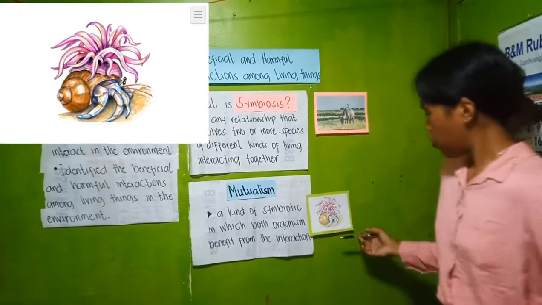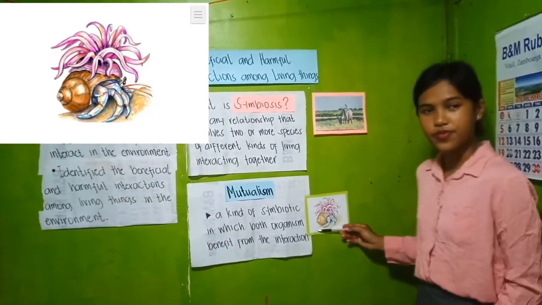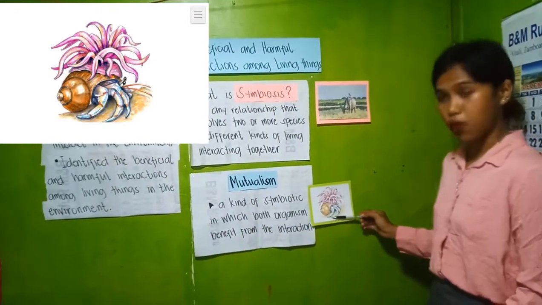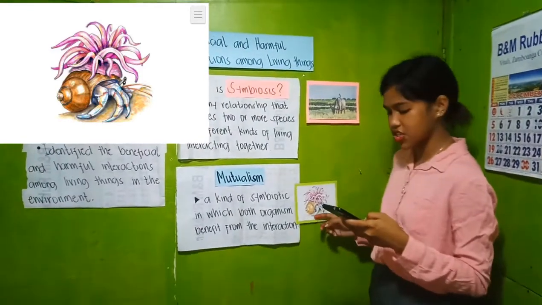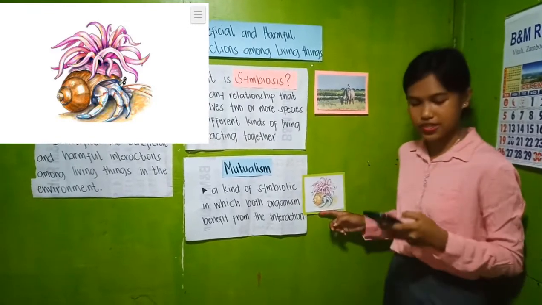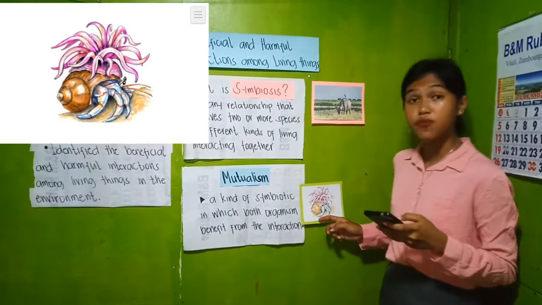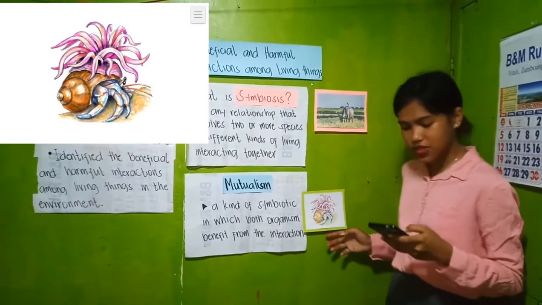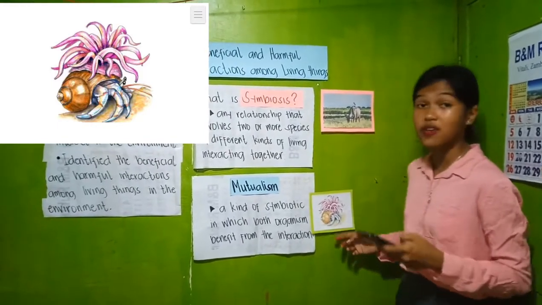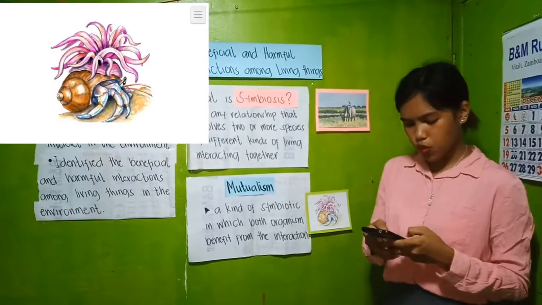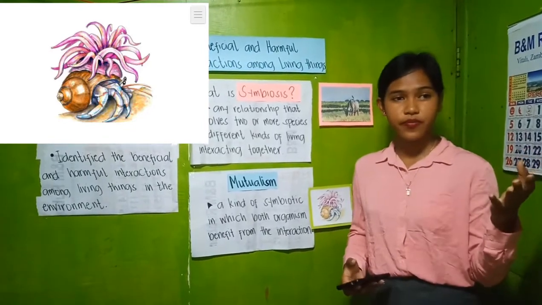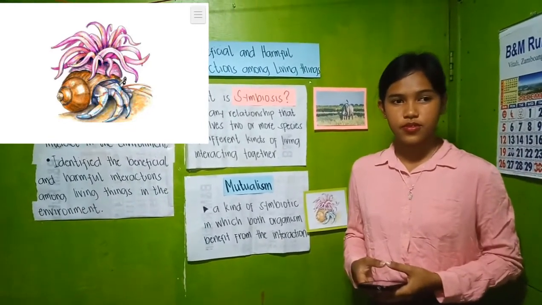What do you call this one, class? Anyone? This is a sea anemone. A sea anemone living in the shell of a hermit crab helps to protect it from predators. The sea anemone cannot move from place to place on its own. When the hermit crab moves around, it carries the sea anemone with it, so this increases the area in which the anemone can feed. Why is it that the anemone belongs to mutualism? Anybody? Yes, Ira. Because both species benefited from each other.